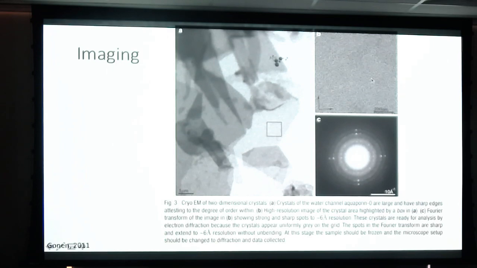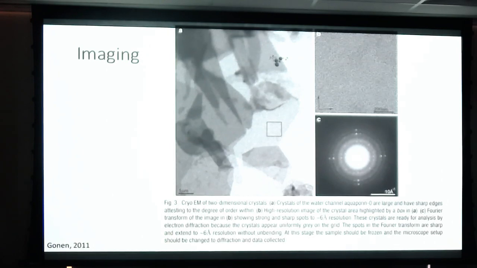Correct. So if you calculate the Fourier transform of it, you could see little spots, which are the diffraction spots from effectively the lattice of the crystal. And if you look at this, you can see that the spots go out pretty far towards the edge. In this Fourier transform, the center part is the low resolution region, and the edges are the high resolution. So the spots are going out to fairly high resolution. That means this one would be a good candidate for further analysis.